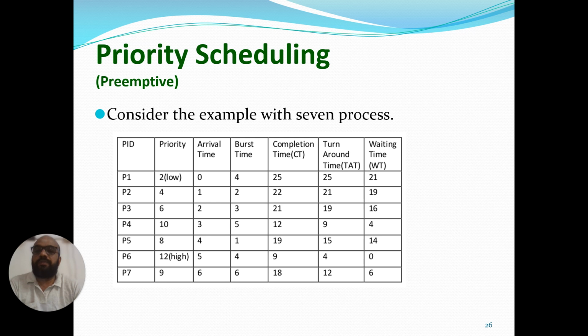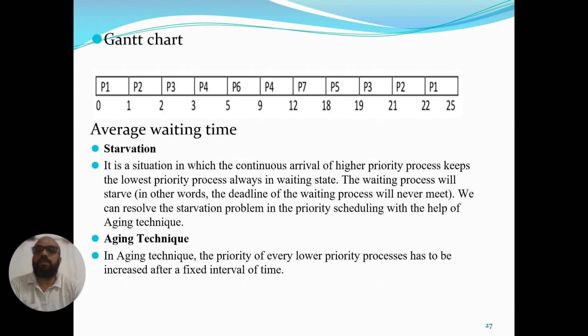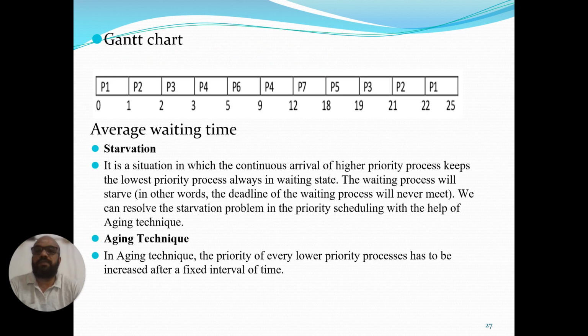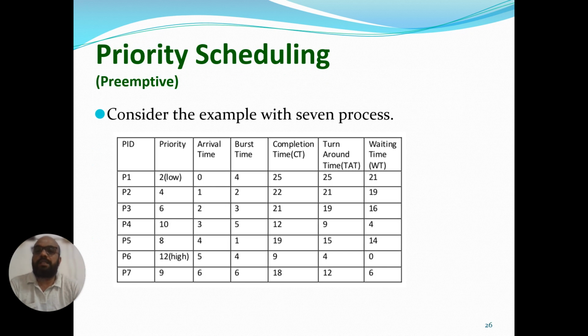Next P5 arrives at time 4, and when we compare the priority of P5 and P4, P5 is lesser than P4. So P4 continues its execution for one more time unit, and at time 5 P6 arrives, which has the highest priority of all, with value 12. So P6 gets its execution and completes fully. Its burst time is 4, so it starts at 5 and completes at 9.